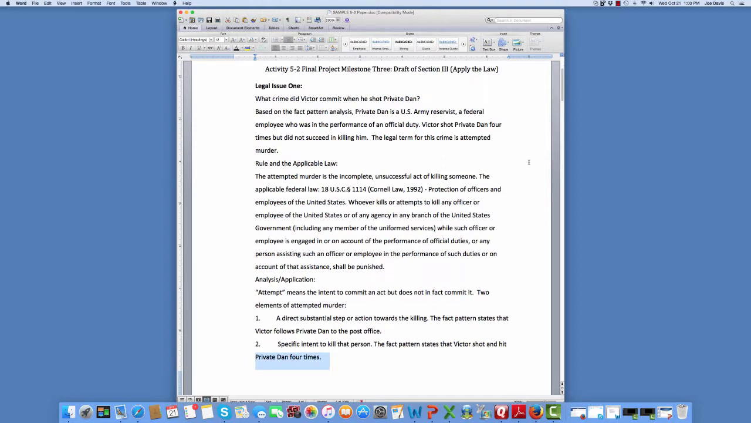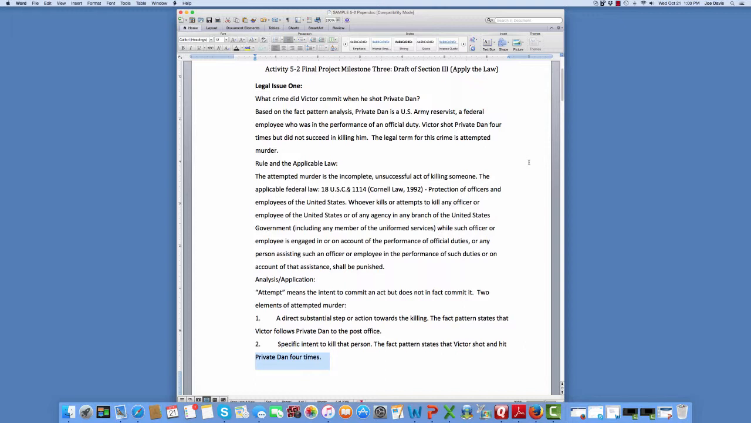Okay. Legal issue 1, what crime did Victor commit when he shot Private Dan? This is the paragraph that was in the PowerPoint. Based on the fact pattern analysis, Private Dan is a U.S. Army reservist, a federal employee who was in the performance of an official duty. Victor shot Private Dan 4 times but did not succeed in killing him. The legal term for this crime is attempted murder.